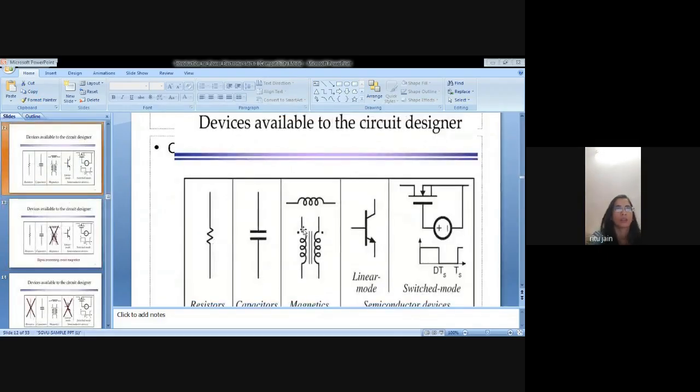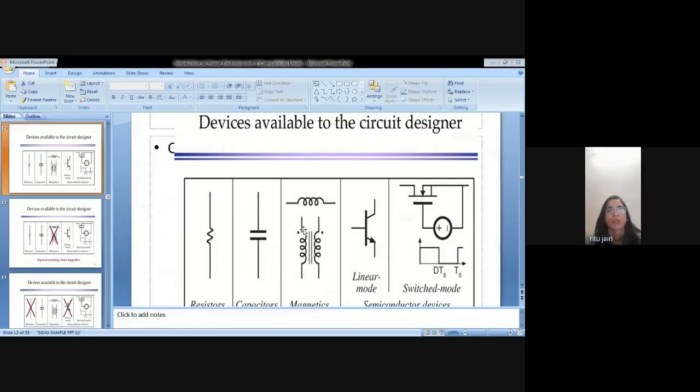Devices available to the circuit designer. Basically, these are the devices which can be used to design and create a power electronic circuit. First is your resistor. So what is a resistor? A resistor is a device which always opposes the flow of current. So in power electronic circuits, you can use resistance.